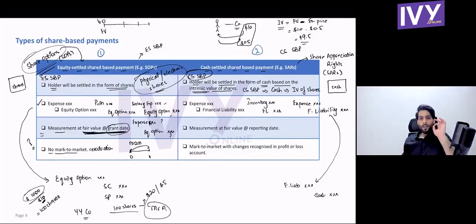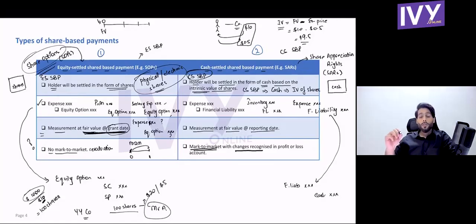Now, likewise, what happens in the case of cash settled share based payment transaction? In the case of cash settled share based payment transaction, the measurement criteria is to use fair value at reporting date. Why fair value at reporting date? That means that you have to mark to market with the changes. You have to report mark to market changes. But why?